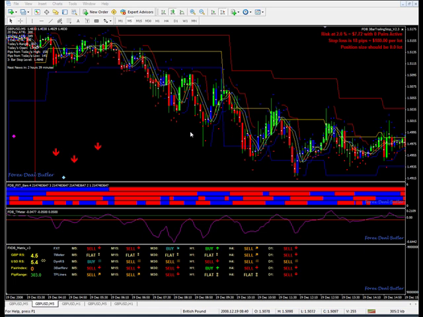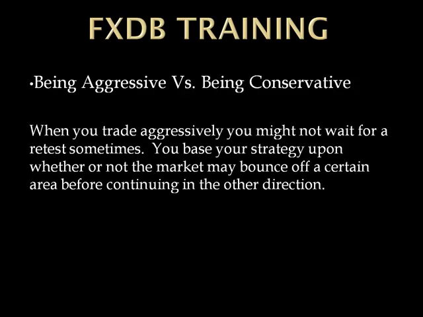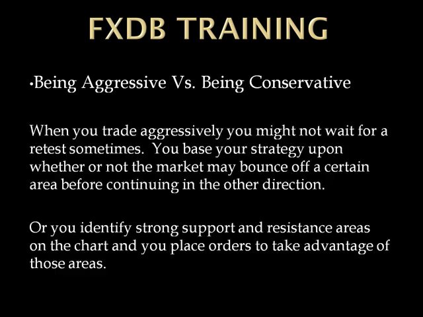Now let's talk about being aggressive. When you trade aggressively, you might not wait for a retest sometimes. You base your strategy upon whether or not the market may bounce off a certain area before continuing in the other direction. Or you identify strong support and resistance areas on the chart and you place orders to take advantage of those areas. Let's take a look at some examples now.